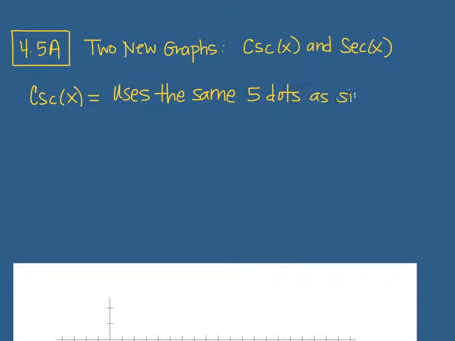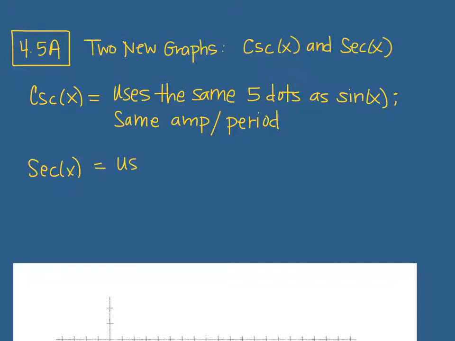So that's the nice thing. You already know sine of x, and so the same 5 dots that are used for sine of x are used for cosecant of x. It also has the same amplitude, has the same period. And so those things are the same. For secant of x, it uses the same 5 dots as cosine. So if you know those 5 dots, you're all set. And also the same amplitude, same period.